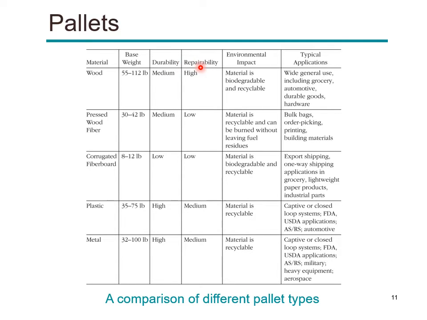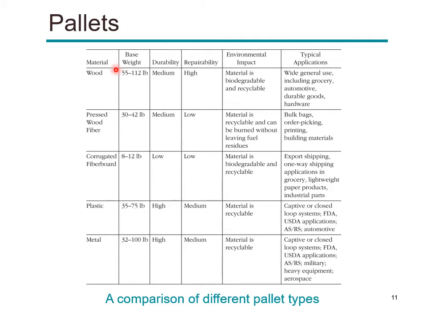Depending on the durability, again another criterion to evaluate alternatives is to look at their durability, their repairability. If it's broken or something happened, can you repair it? Its environmental impact, whether you are using recyclable material or not, and again, you need to consider what type of applications you are going to make with these pallets so that depending on those applications, specific types of pallets can be more suitable.